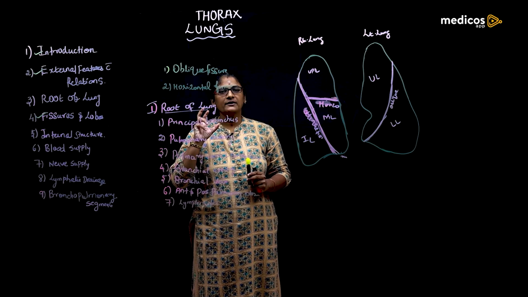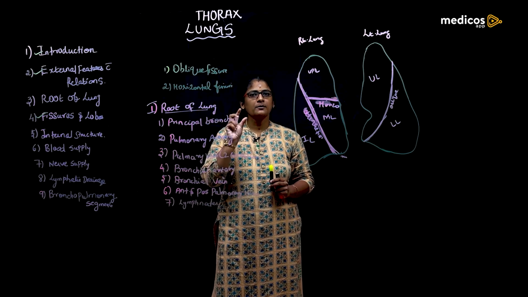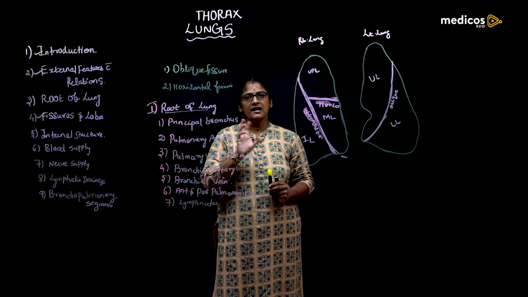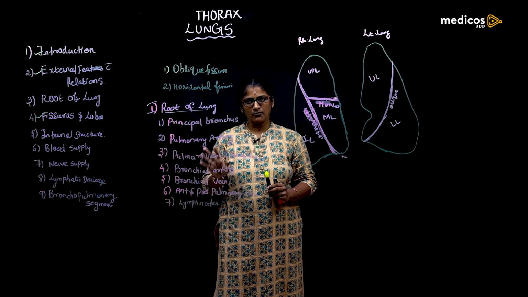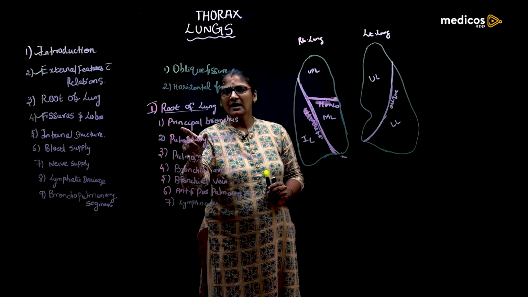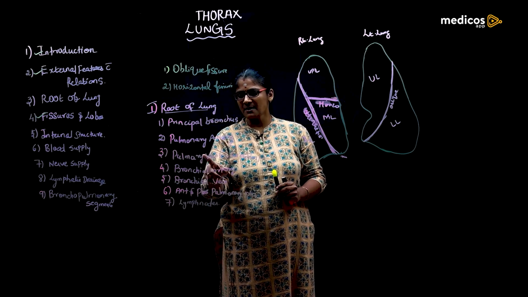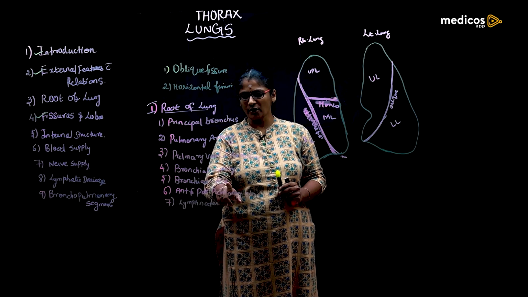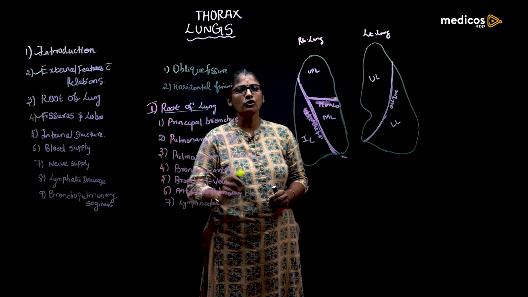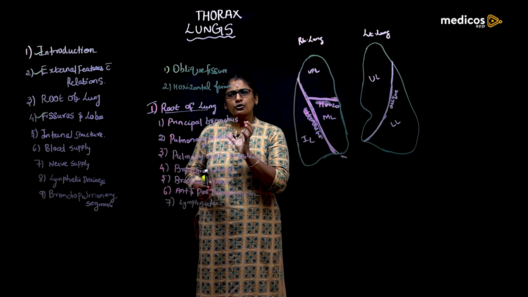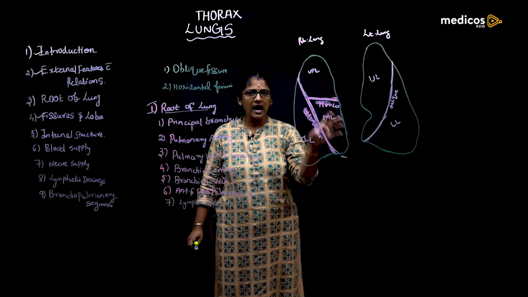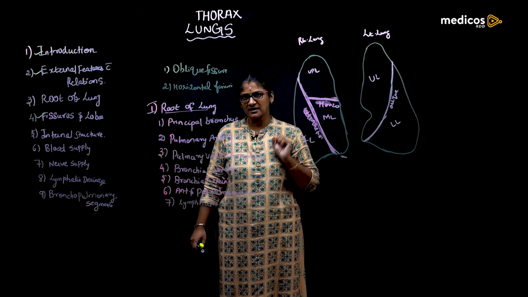Okay, so the root of the lung is nothing but a short, broad pedicle that connects the lung with the structures in the mediastinum. The principal constituents in the pedicle are the principal bronchus, pulmonary artery, pulmonary vein, bronchial artery, bronchial vein, anterior and posterior pulmonary plexus, and the lymph nodes. Now you know that the root of lung connects the lung with the mediastinal structures.